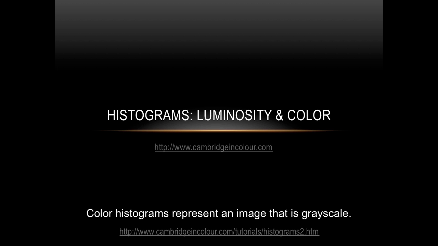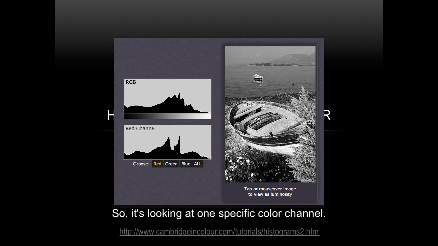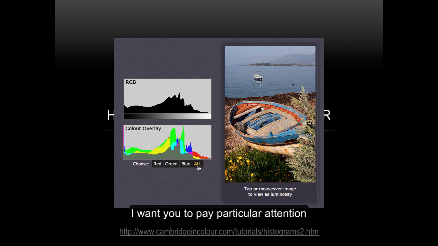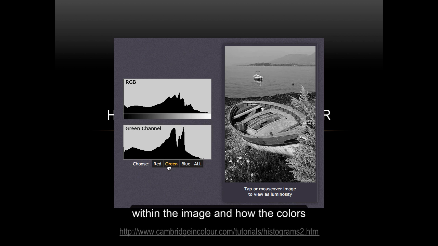Color histograms represent an image that is grayscale. It's a grayscale representation of how the color's intensity is distributed throughout the image. So it's looking at one specific color channel. Look at this example. I want you to pay particular attention to how each color changes the brightness distribution within the image and how the colors within each region influence its brightness.